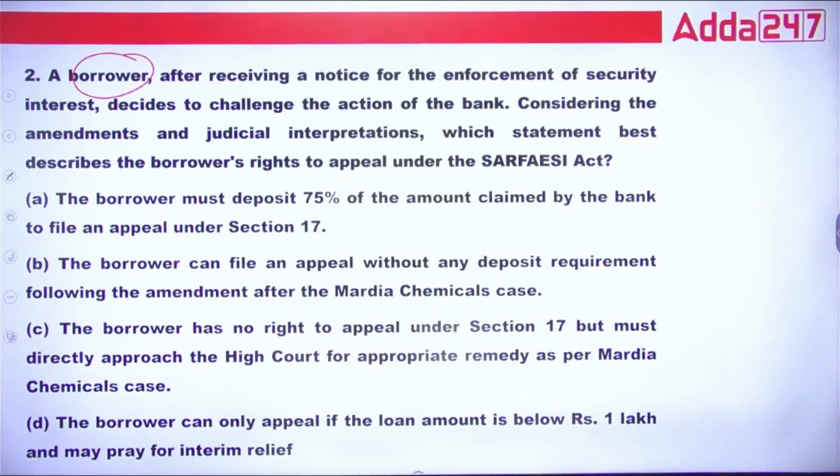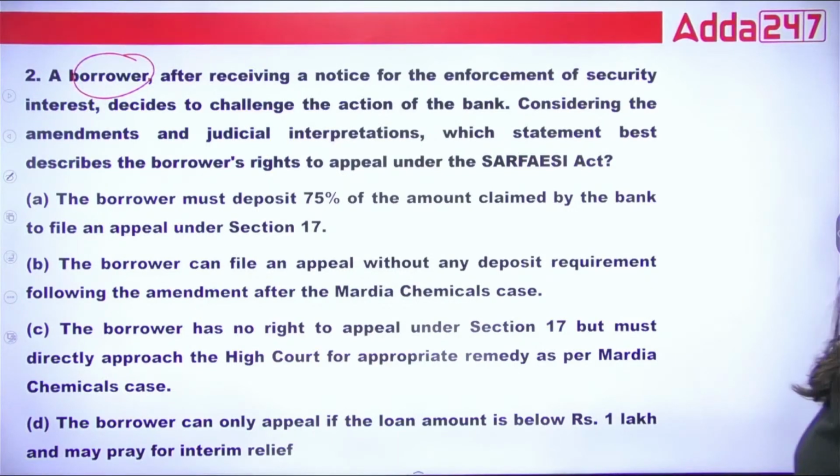The borrower must deposit 75% of the amount claimed by the bank to appeal under Section 17. The borrower can file an appeal without deposit requirement. The borrower has no right to appeal under Section 17. What is the right answer? Tell me.